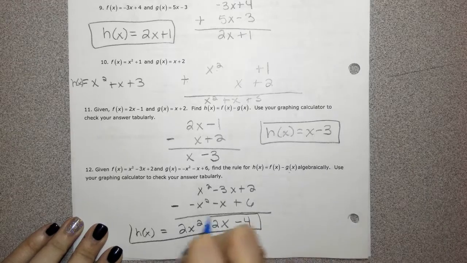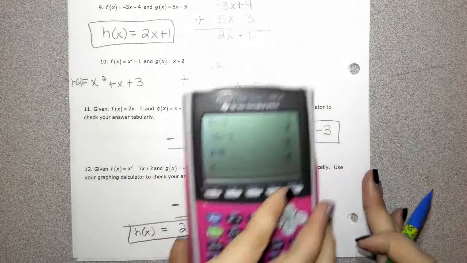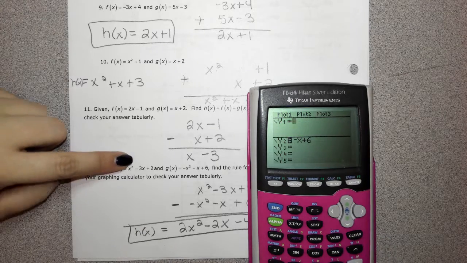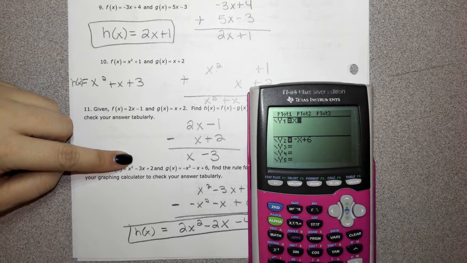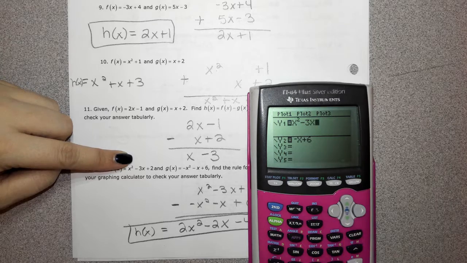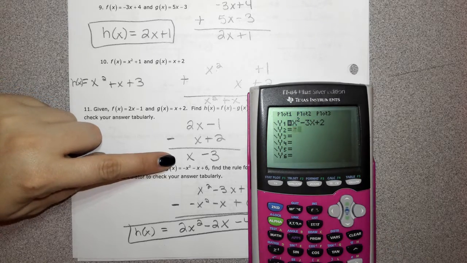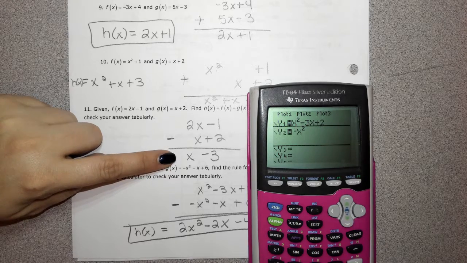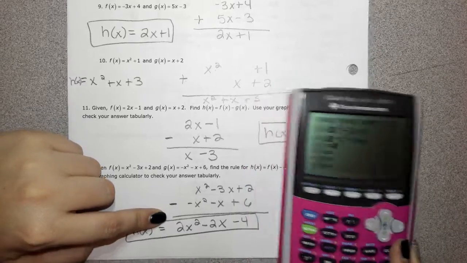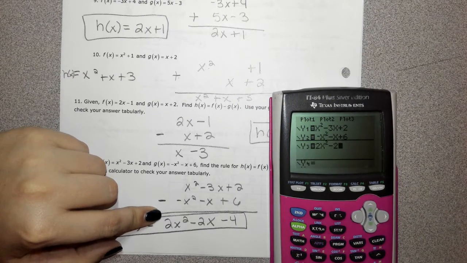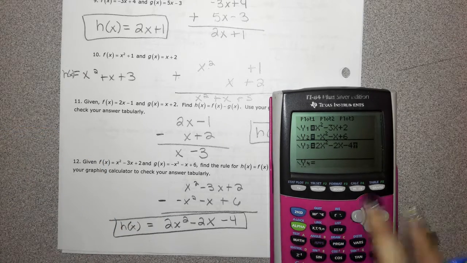Now if you want to check to see if your answer is right, here's how you can do this. So in your calculator, you can go to y equals, and you can type in f of x in y1. So x squared minus 3x plus 2 into y1. Then in y2, you could type in g of x, so negative x squared minus x plus 6. And then in y3, type in that function you solved for. So that 2x squared minus 2x minus 4. And go to your table.